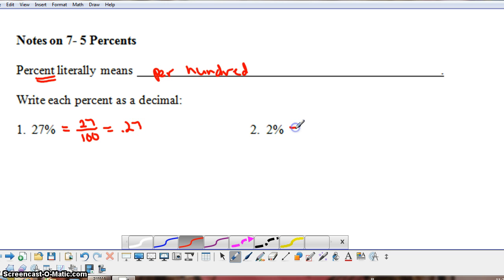Or 2% we could think of as 2 over 100, which we could think of as 2 hundredths. So taking a look at these two examples, you might realize that an easy way to change from a percent to a decimal is to simply move the decimal 2 places over to the left. So 27%, we move the decimal 2 places over to the left, that becomes 0.27. And with 2%, if we move the decimal 2 places over to the left, we actually have to put a 0 here as a placeholder, and it becomes 0.02.